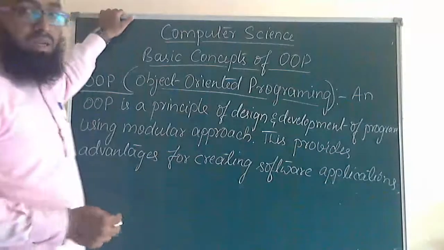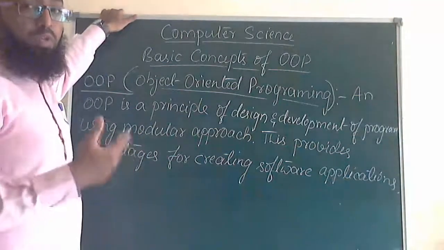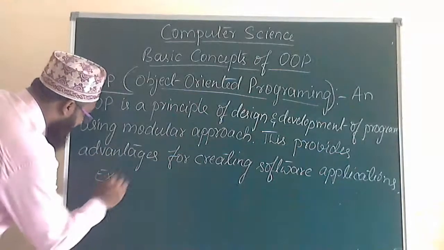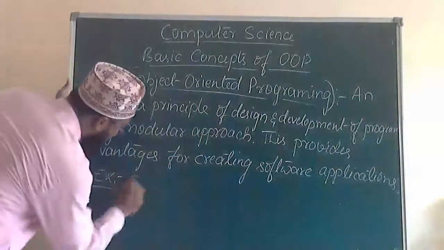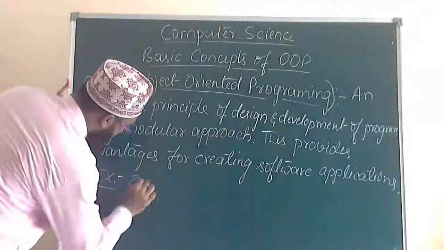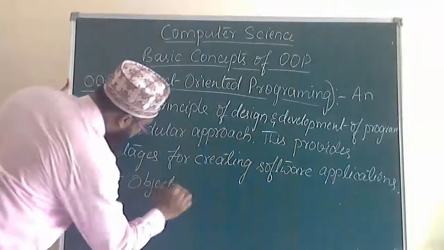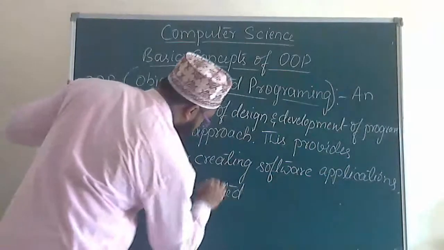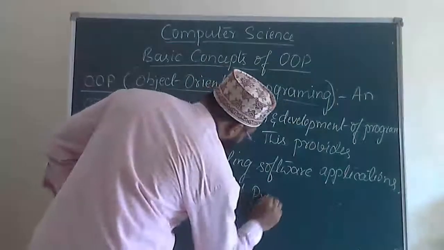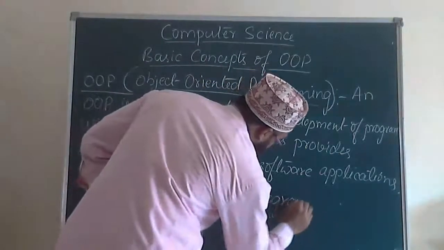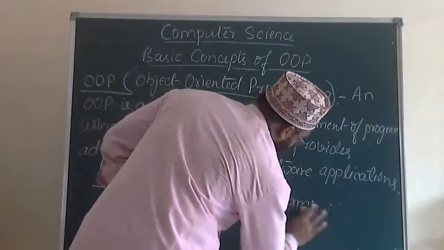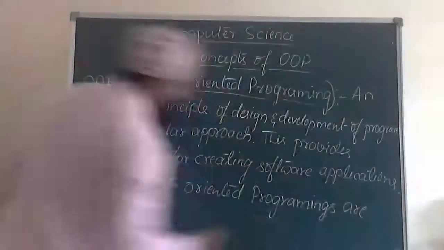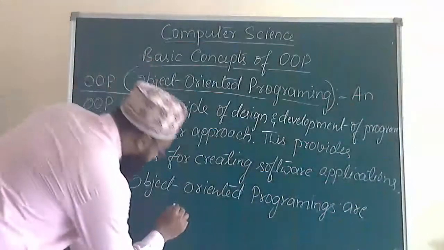Now we shall say which programming languages are called as object oriented programming. Examples for object oriented programming languages are, the first thing which you are using, that is C++.